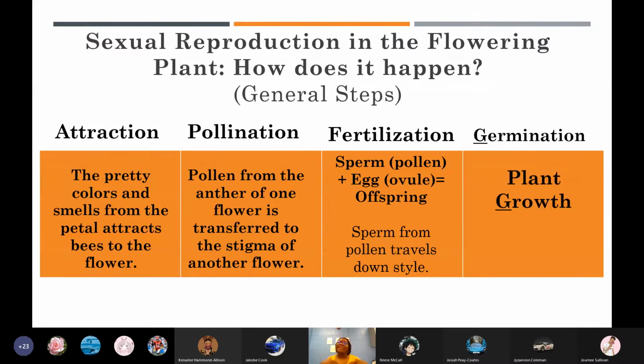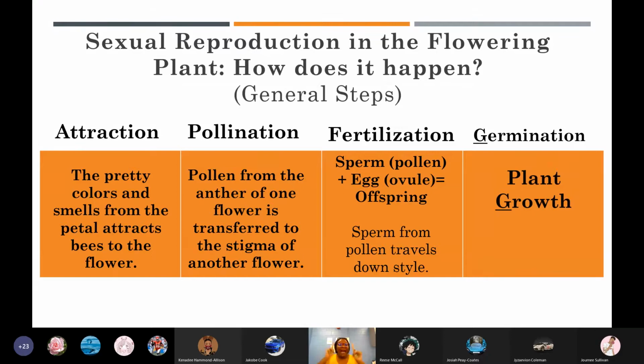We want to remember that attraction is that beautiful smell and the colorful petals from the flower that make animals want to come to that flower to grab its nectar, to pollinate it. Pollination is when the pollen from one anther of a flower reaches the stigma of another flower.